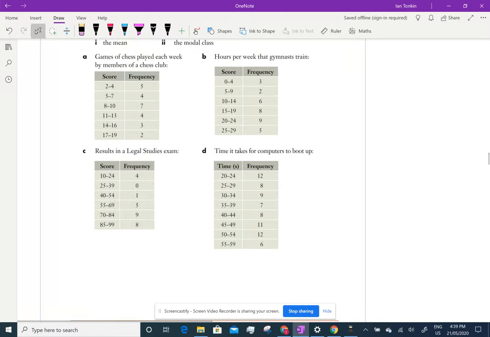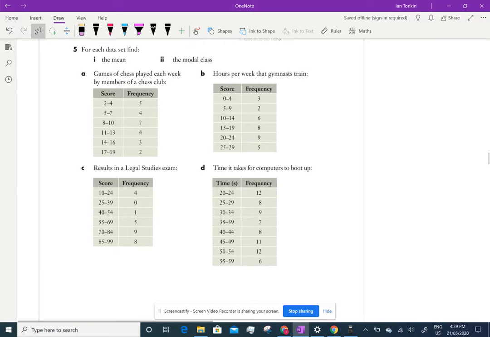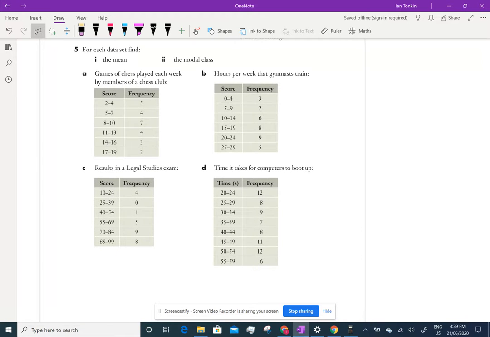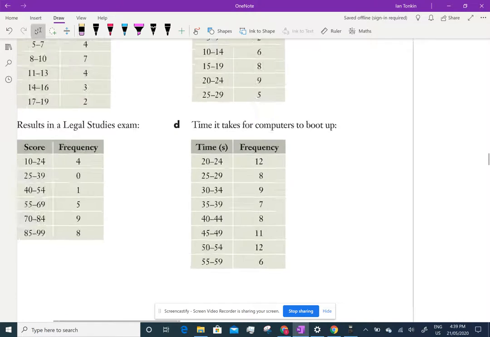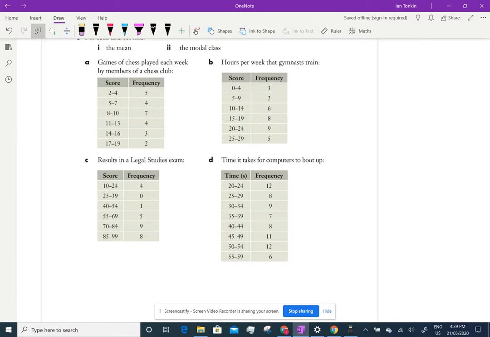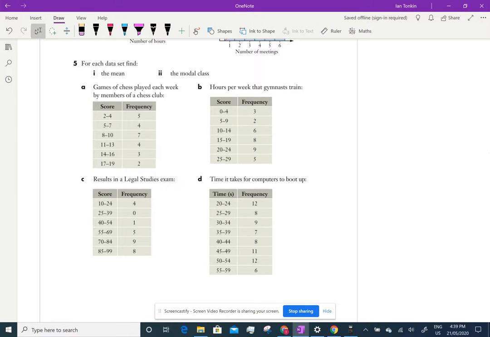Do I want to do question 6? I think I do, because question 6, well, not questions, 5, sorry. So I'm just going to do this one completely via calculator. I'm not going to draw up that.